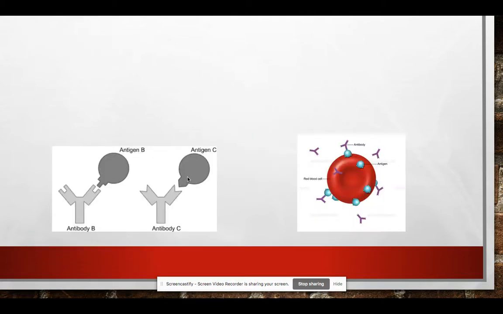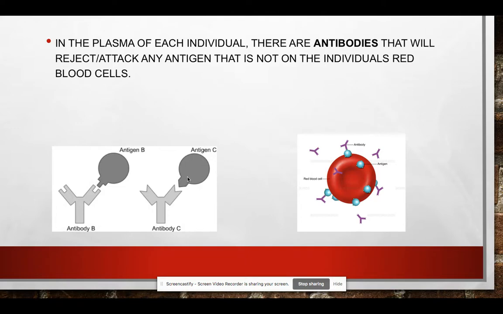Okay? Now you may be wondering what these antibodies do. These antibodies reject or attack any antigen that is not on the individual's red blood cells. They almost act like a guard or an attack system to help protect your body. And the way they do this is they have a specifically shaped active site that connects with a specific antigen. So if this is antibody C, it's only going to connect up with antigens that also match up with that antigen C. Okay? By doing this, they actually latch on.